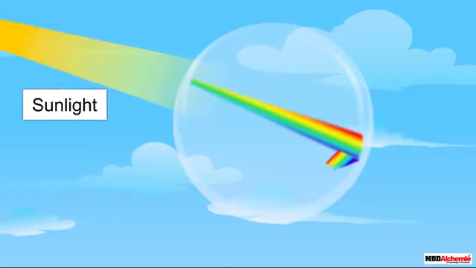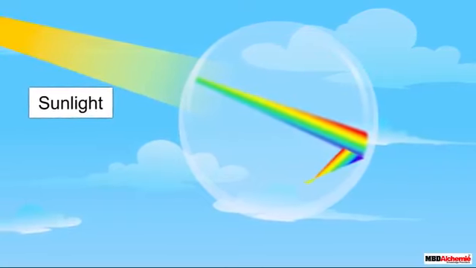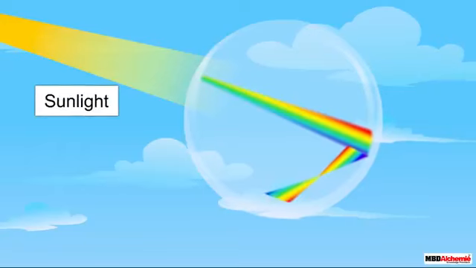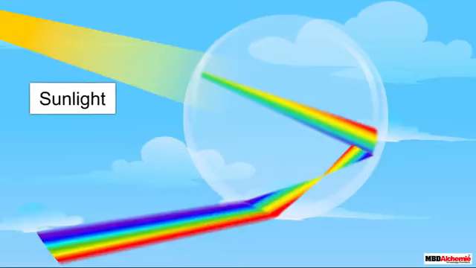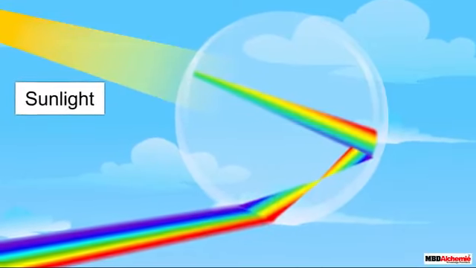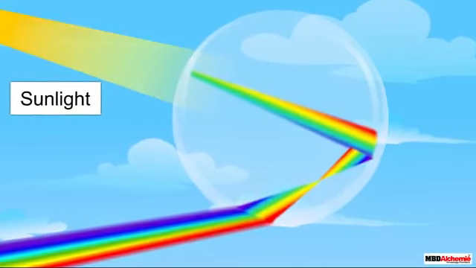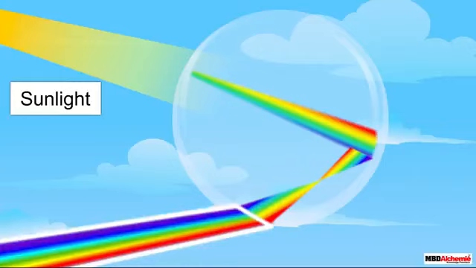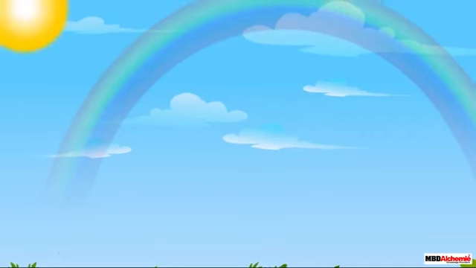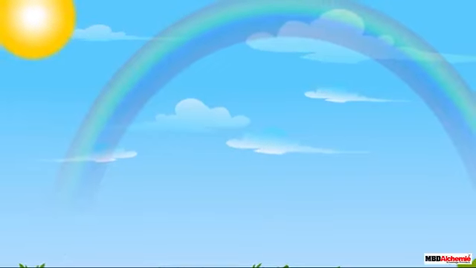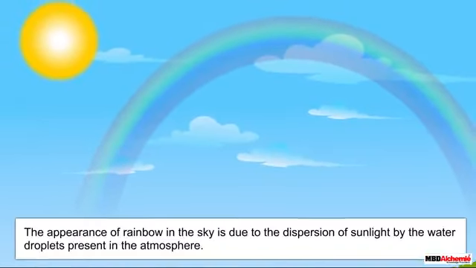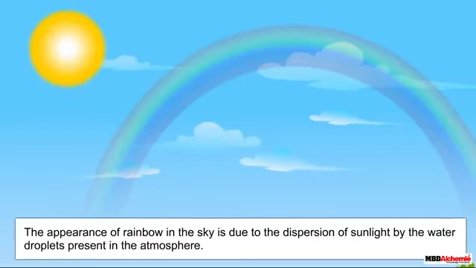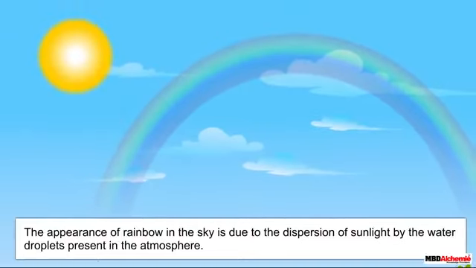When this band strikes the other edge of the drop, it gets reflected internally towards the first edge of the drop. As the band reaches the first edge, it gets refracted again and finally comes out of the raindrop. This band of colors which finally comes out of the raindrop is what we see as rainbow. A rainbow is always formed in the direction opposite to that of the sun. Thus, the appearance of rainbow in the sky is due to the dispersion of sunlight by the water droplets present in the atmosphere.